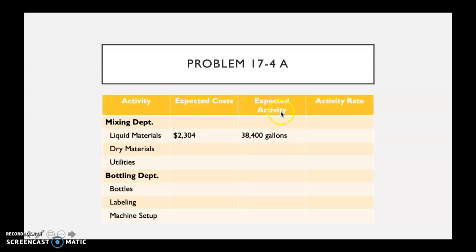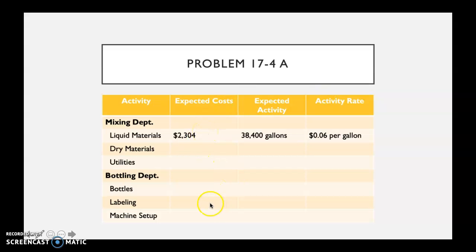Once we have the expected cost and the expected activity, we need to figure out the activity rate. This is a super simple calculation. All we're going to do is take that expected cost and divide that by the expected activity. So $2,304 divided by 38,400 gallons, and that is going to give us an activity rate of 6 cents per gallon. So that's the basic process of figuring this out.